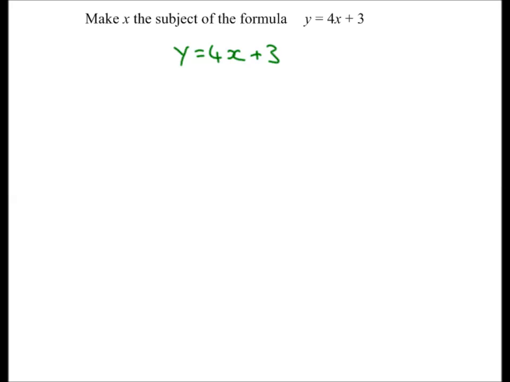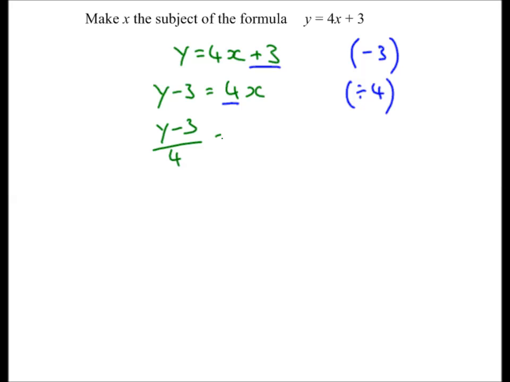I need to get rid of the plus 3. So I'm going to subtract 3 from both sides. If I do that, on the left-hand side I get y minus 3, and on the right-hand side I get 4x plus 3 minus 3, and that just leaves me with 4x. Now I want to get rid of the times by 4, so I'm going to do the inverse of times by 4, which is divide by 4, and I'm going to do that on both sides, which gives me y minus 3 over 4 equals x. I've got x on its own. That's the aim of changing the subject of a formula.